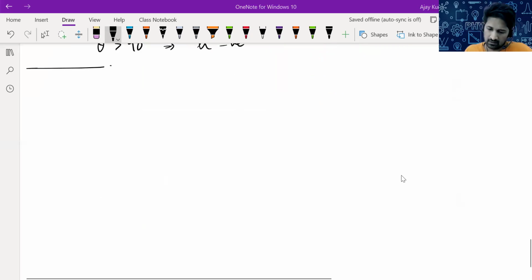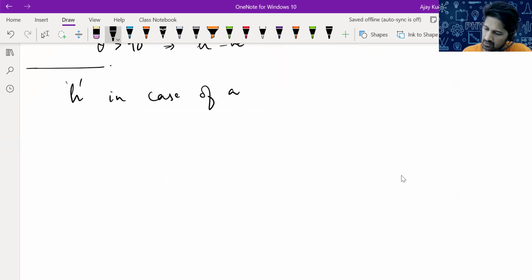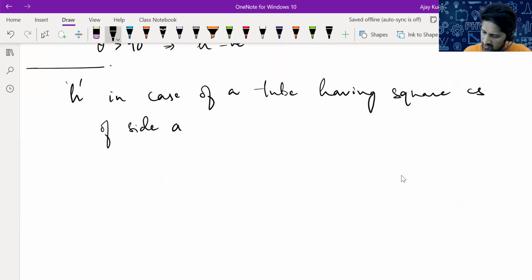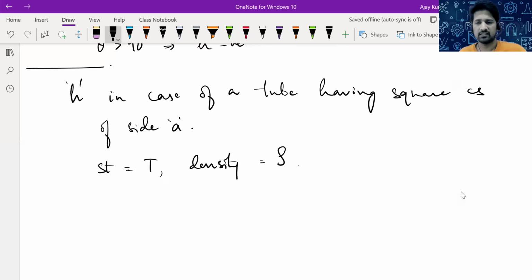Now I want you all to derive height of capillary rise in case of a tube having square cross section of side A. Surface tension is T itself. Density is rho. Derive capillary rise or height of capillary rise in case of a tube having square cross section of side A. Try this, both of you.